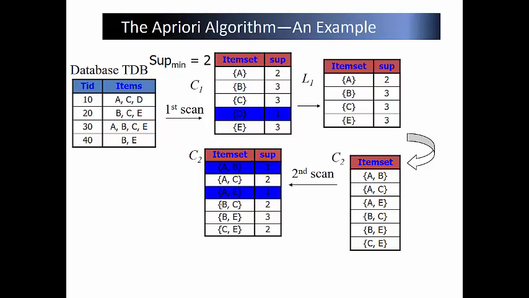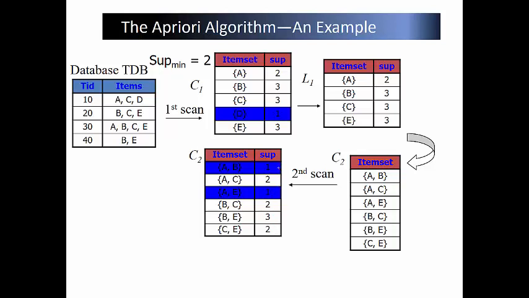How many records have the item sets B and C? Transaction ID 20, transaction ID 30. So 2 of those. How many for B and E together? Transaction ID 20, transaction ID 30, transaction ID 40, so 3. So we have this many.